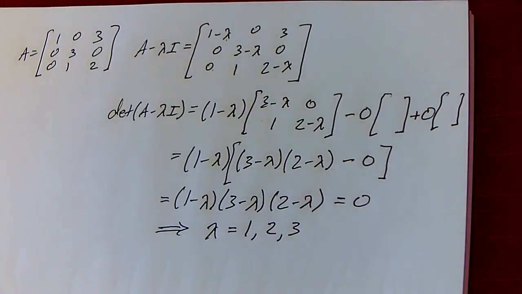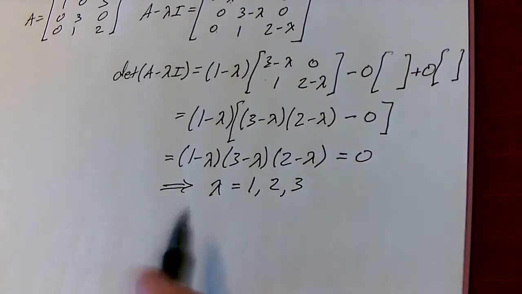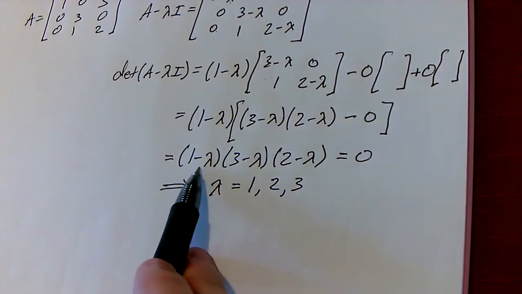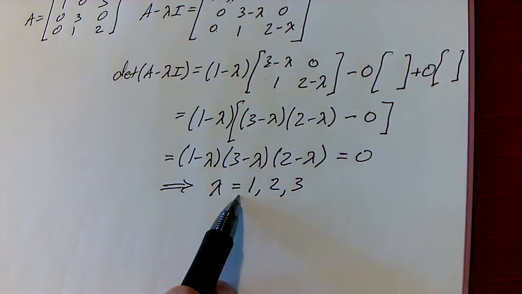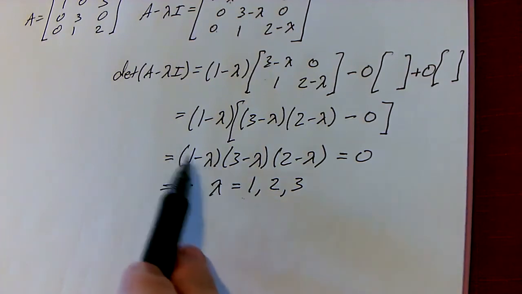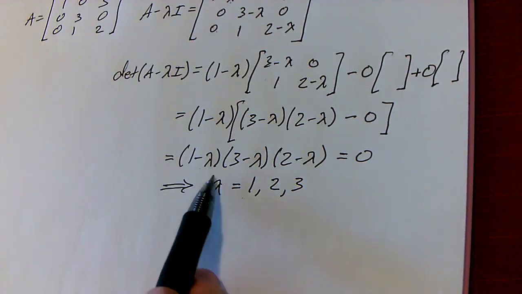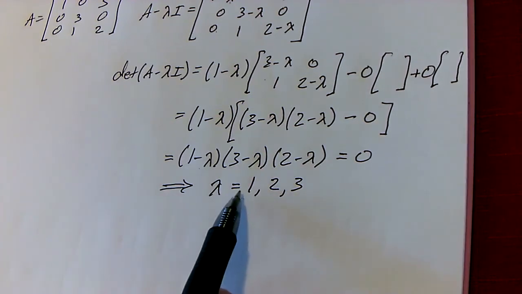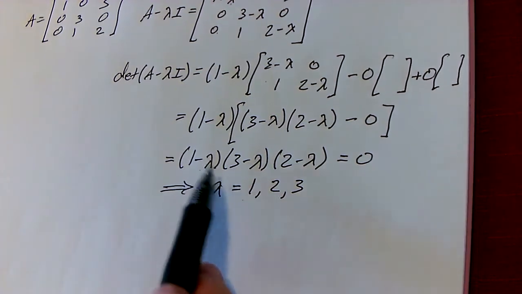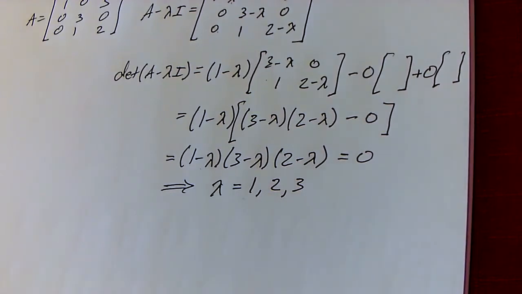Now be careful of it trying to trip you up, right? 1 minus lambda is the factor of the characteristic equation. 1 is the eigenvalue. So notice that that sign is switched, right? If I had lambda plus 1, the eigenvalue would be negative 1. So the factor and the eigenvalue relate, but they are flipped by that negative sign. So be mindful of that.